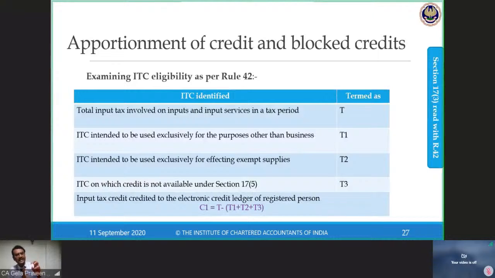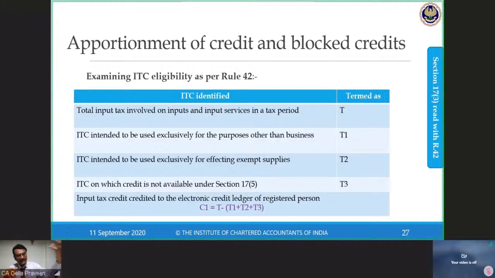From that, ITC intended exclusively for purposes other than business, if I know I'm not going to use it in my business, I call T1. ITC intended exclusively for exempt supply I call T2. So T1 is other than business, T2 is exempt supply. The moment I receive a bill, I know these goods are used for exempt supply. Example, trading of rice: I buy rice and sell it as it is. I call that T2.